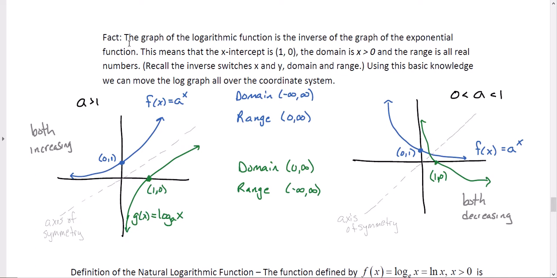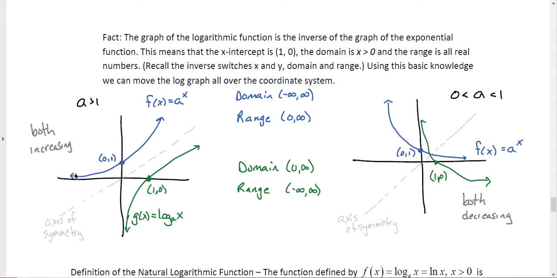Here's a fact. The graph of the logarithmic function is the inverse of the graph of the exponential function. For those of you that took Math 120 here at DACC, this was on your final exam. This is something you know. Hopefully it's something you remember, but it's definitely something you know.